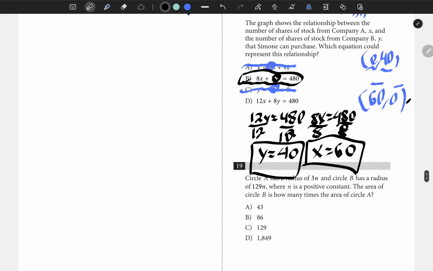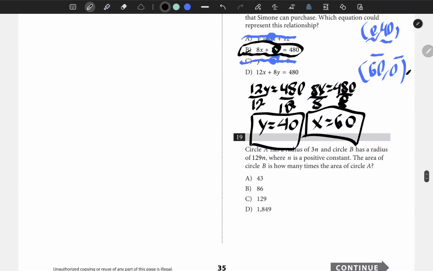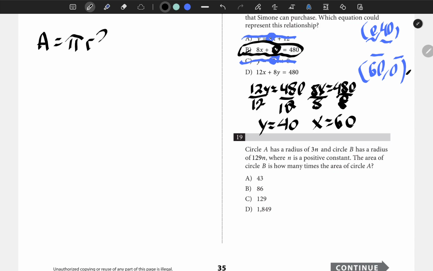Pretty easy. All right, now let's go ahead and do the next one. Let me erase here just so we can read it. A circle A has a radius of 3n, and a circle B has a radius of 129n, where n is a positive constant. The area of circle B is how many times the area of circle A? So first of all, we need to use the area of a circle. A is equal to pi r squared.